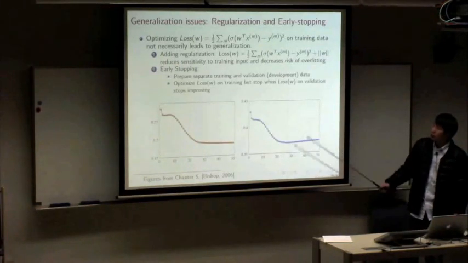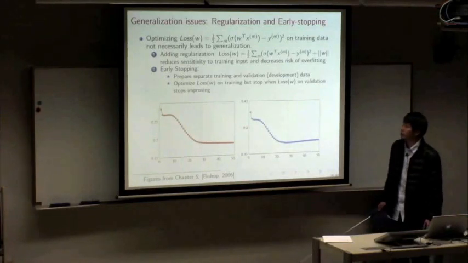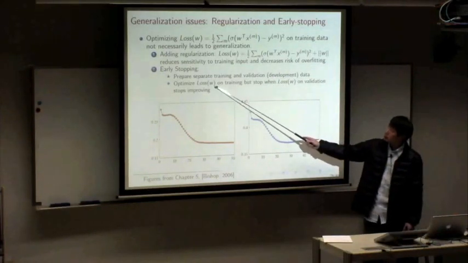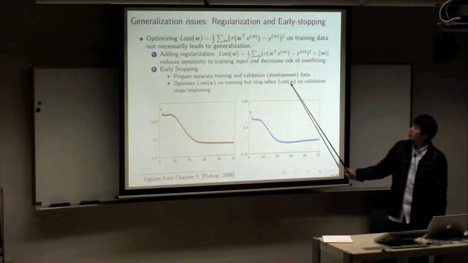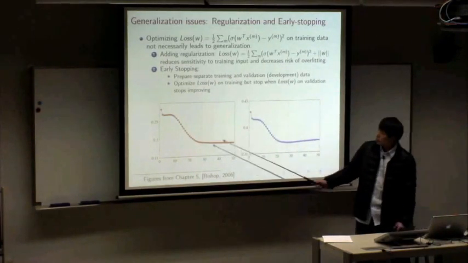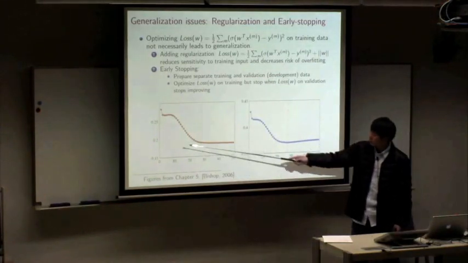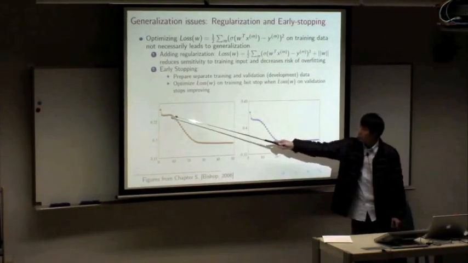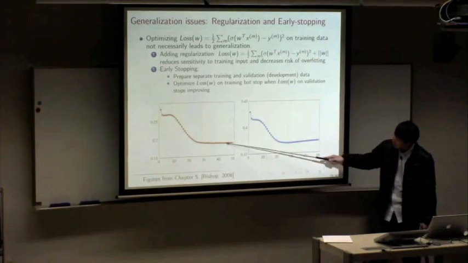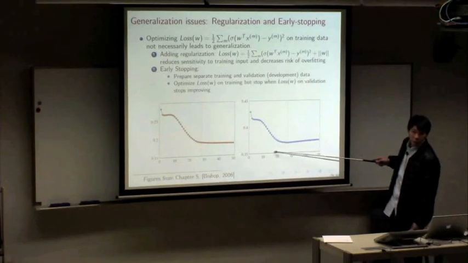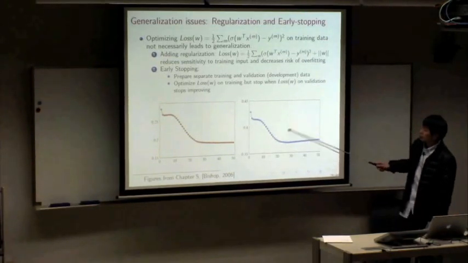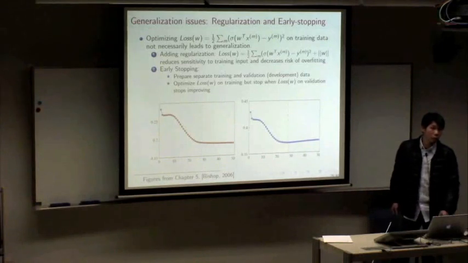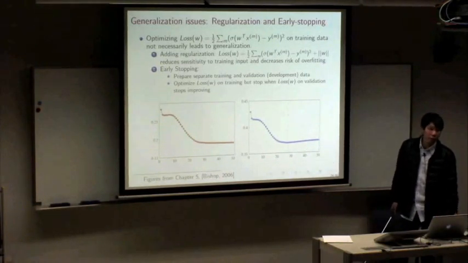A second way is called early stopping. And it's basically the validation set thing I mentioned earlier. So you prepare separate training and validation sets, sometimes called a development set. Okay, and you optimize just on the training set, and you also measure on the validation set. So you stop when the validation set stops improving. So here's an example where this is a curve from the training set, and this is a curve from the validation set. If you just keep on going, you can see this gradually decreasing, and you can go on forever, for a long time. But if you look at the validation set, the error actually starts increasing a little bit here, so you stop here. And that's one way, called early stopping, to make sure you have generalization.